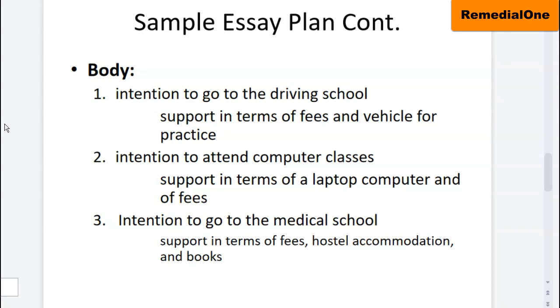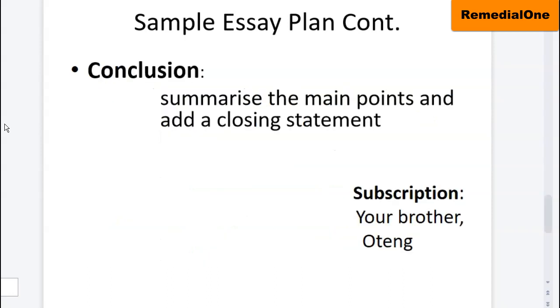So first he'll go driving, and then he would attend some computer classes for whatever reasons, and then he will go to the medical school. And to go to the medical school, he will need support from his elder brother in terms of fees, hostel accommodation, and books. At this point, we see that the letter is almost complete. He will do all these things and he will need his brother's support.